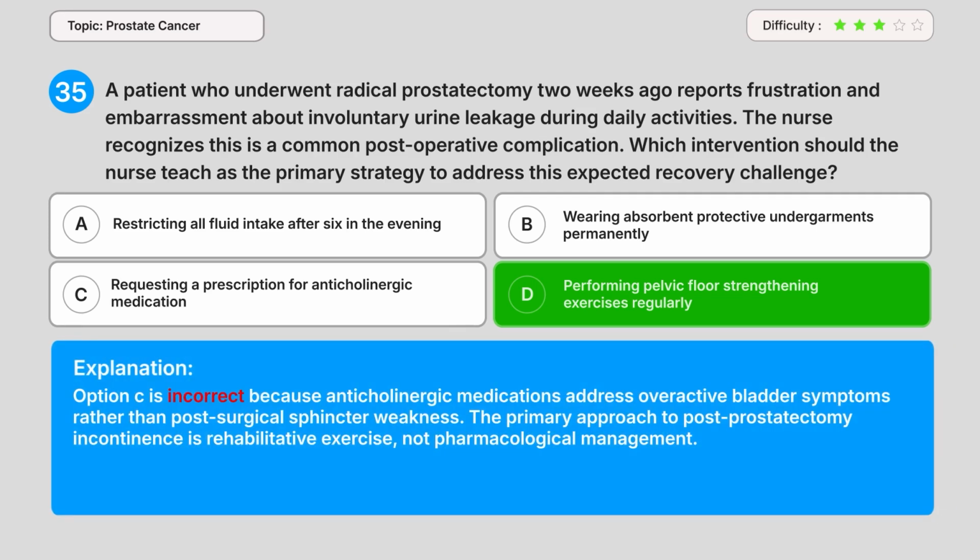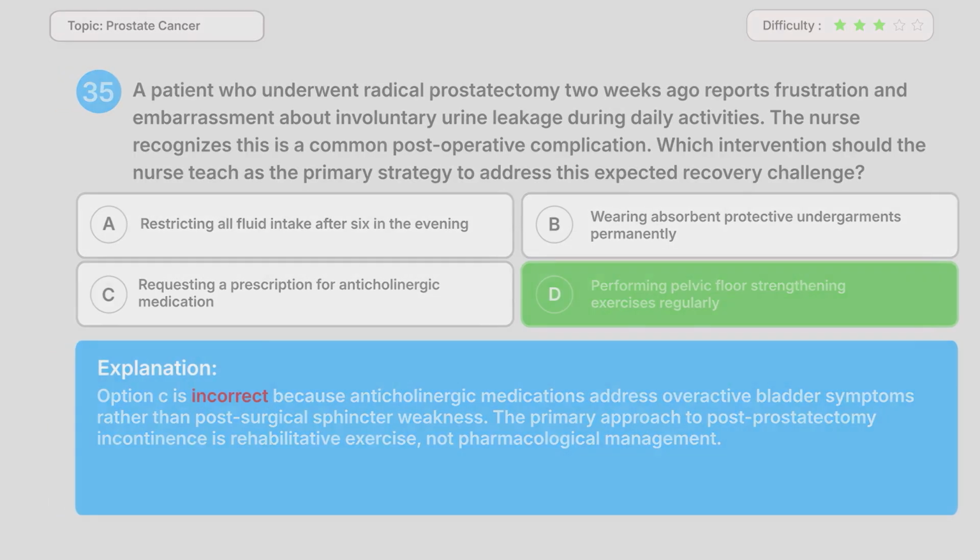Option C is incorrect because anticholinergic medications address overactive bladder symptoms rather than post-surgical sphincter weakness. The primary approach to post-prostatectomy incontinence is rehabilitative exercise, not pharmacological management.